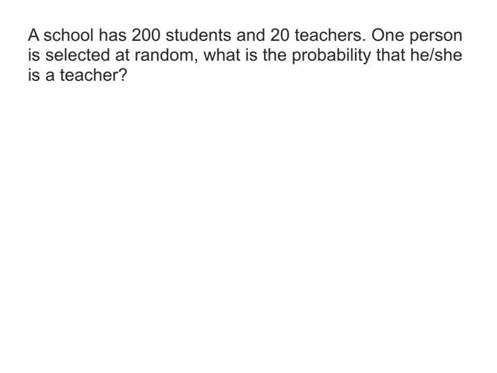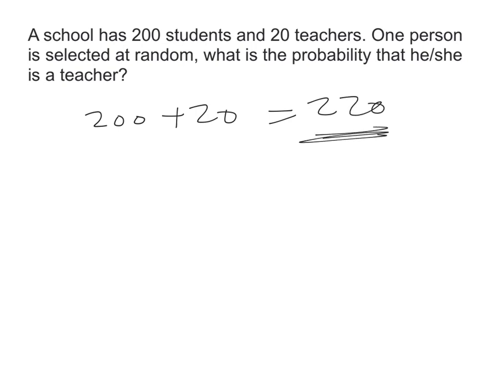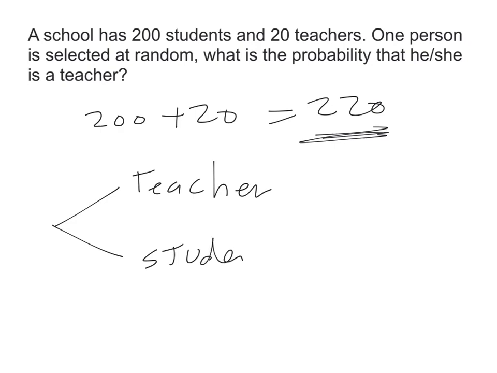Now, the total number of people we're selecting from is in fact what? We are selecting from a school that has 200 plus 20 persons, so the total is 220. So you need to know the total number of outcomes. And now you need to know the two different types of outcomes. One type could be a teacher, and the other type could be a student. Now, how many students are there? 200. That's 200 out of how many? 220. How many teachers are there? If you look at the teachers, they are 20. So 20 out of the total.